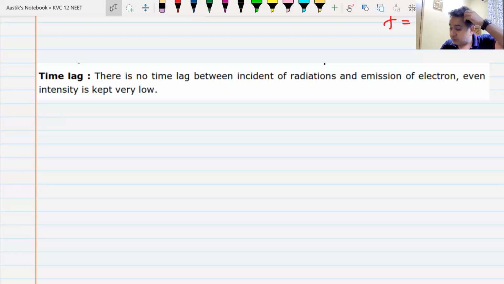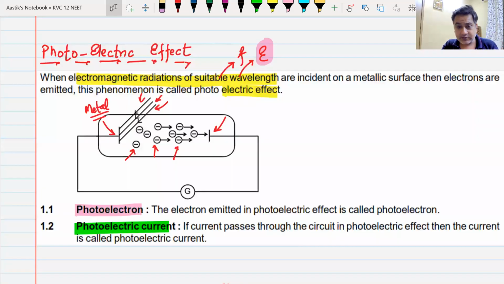And we'll try to understand everything one more time, because you're not going to get literally any question from this chapter. You're only going to get theoretical questions from this chapter. First thing, photoelectric effect. When light falls, electrons are emitted. Photoelectrons are the electrons which are emitted. Photoelectric current is the current which is established.